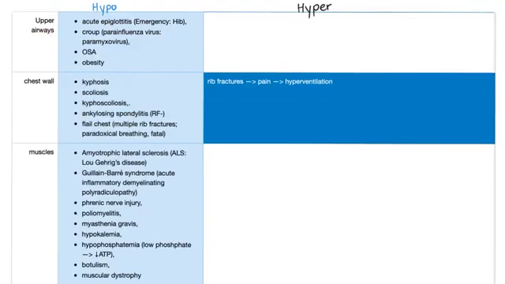The problem could be in the upper airway. Do you have an upper airway problem that can lead to hypoventilation? Of course: acute epiglottitis, which is an emergency. Croup. Obstructive sleep apnea. Obesity.